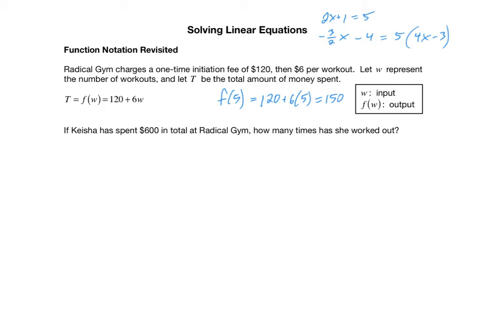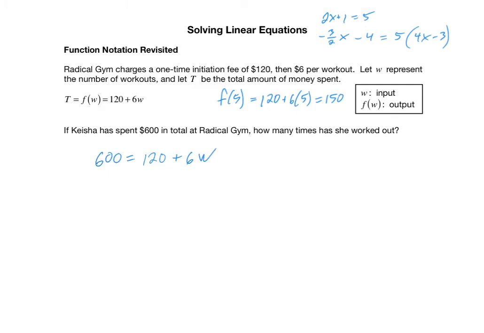In this example, we would not be plugging 600 in for W like we did with 5 here. 5 was a number of workouts. This is not a number of workouts. This is the total amount of money spent. So this is a value of T, or technically using the function notation, it's a value of F of W. So we're going to put 600 in place of that entire thing right there. We've got 600 = 120 + 6W.